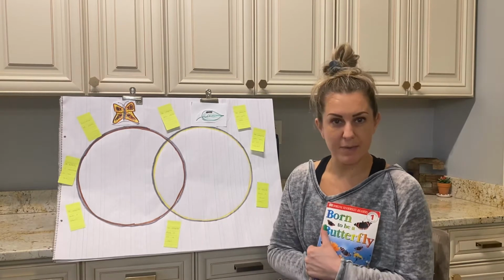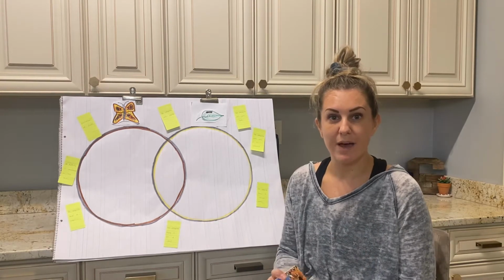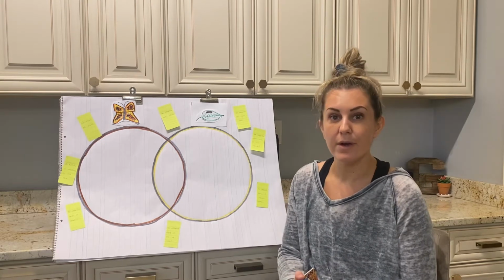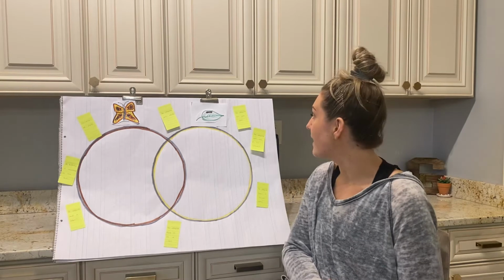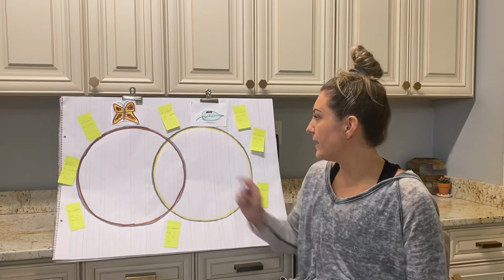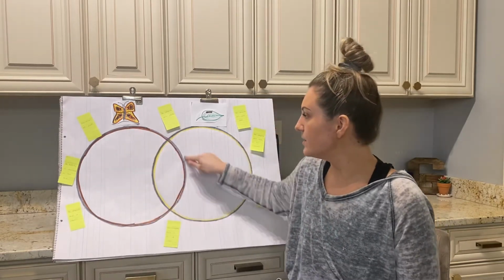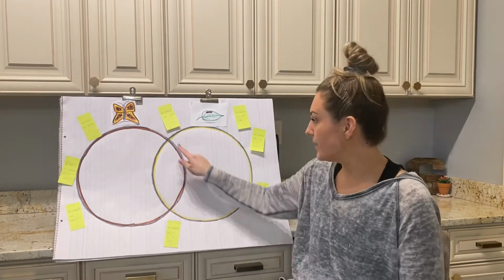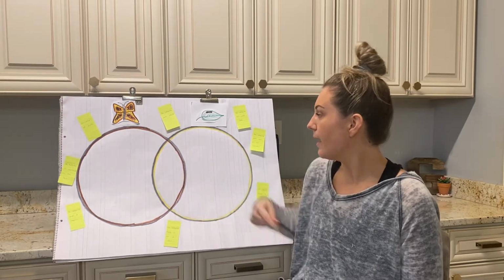Now, I don't have that book at my house, but I did post a link to a video of Eric Carle, the actual author, reading the story. And so I hope you were able to watch that. And if you remember, a Venn diagram is two circles, and the circles are overlapping, you can see. So the circles are on top of each other.